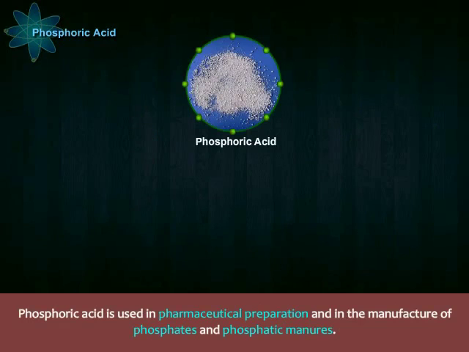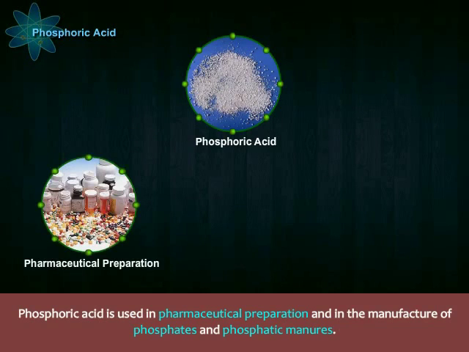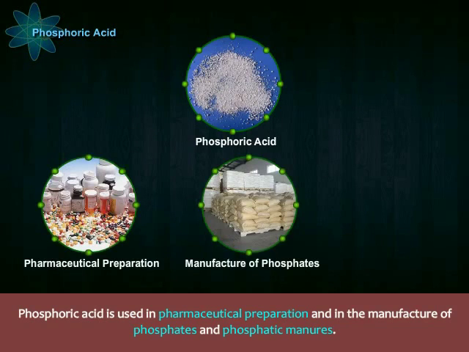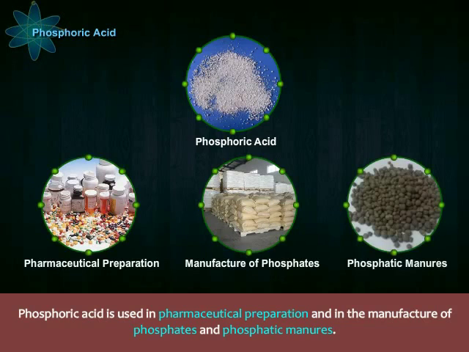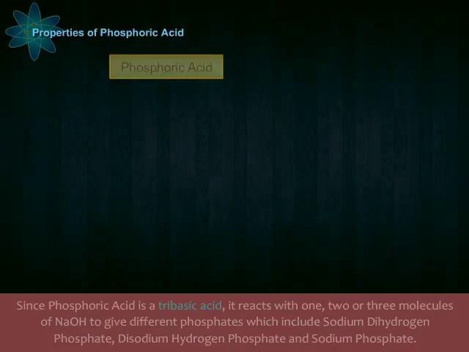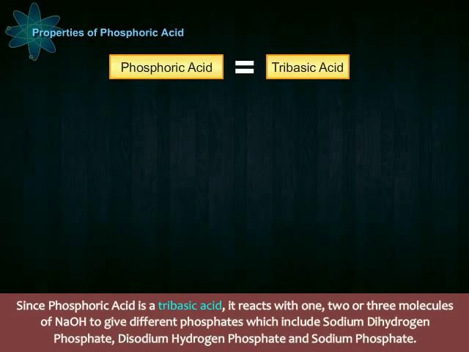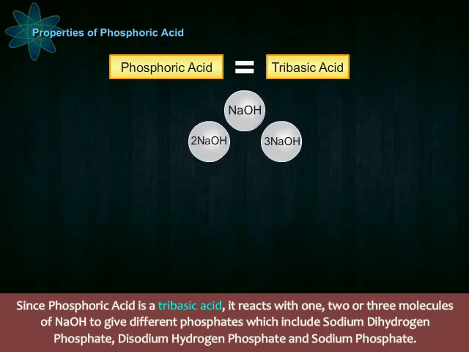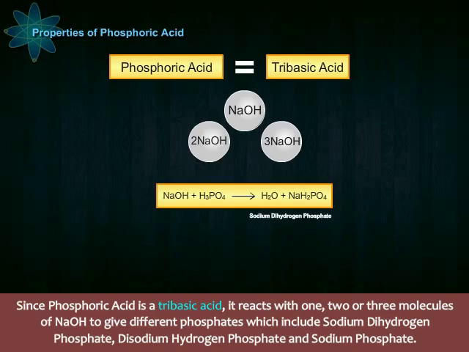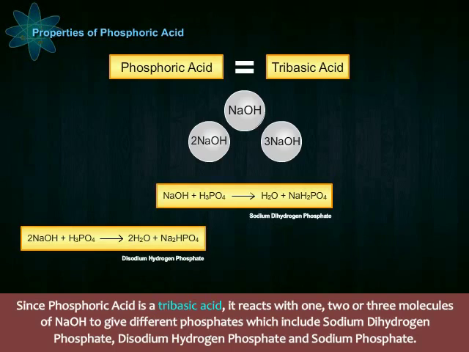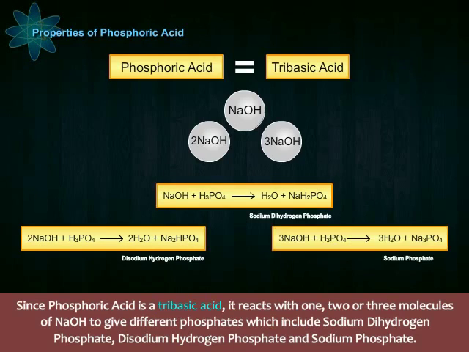Phosphoric acid is used in pharmaceutical preparation and in the manufacture of phosphates and phosphatic manures. Since phosphoric acid is a tribasic acid, it reacts with 1, 2, or 3 molecules of NaOH to give different phosphates, which include sodium dihydrogen phosphate, disodium hydrogen phosphate, and sodium phosphate.